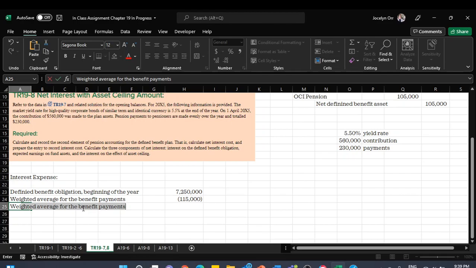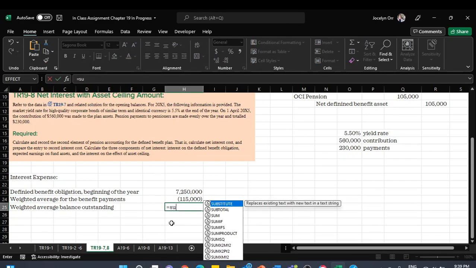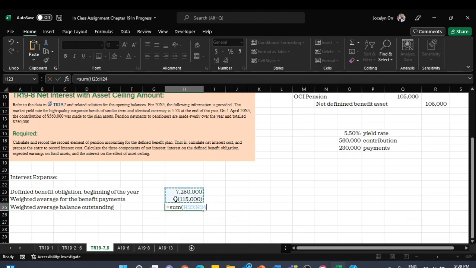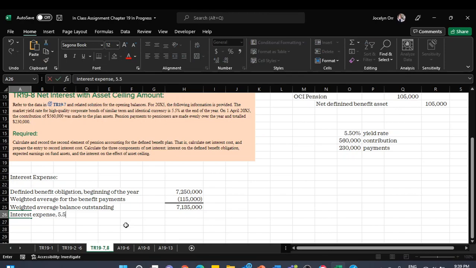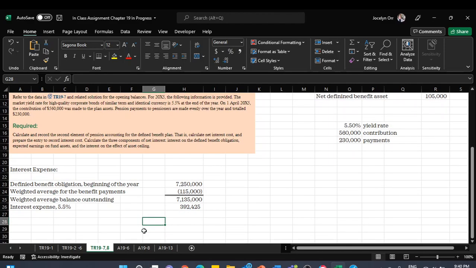So the weighted average balance outstanding then, I'm going to sum, and it's going to give me $7,135,000. So our interest expense at 5.5% based on this amount, the $7,135,000, is going to give us $392,425.